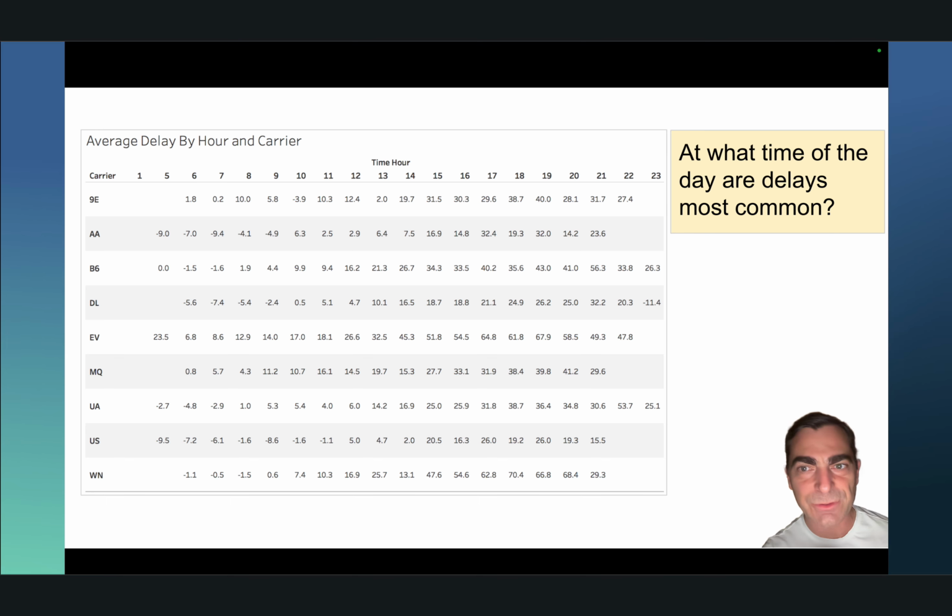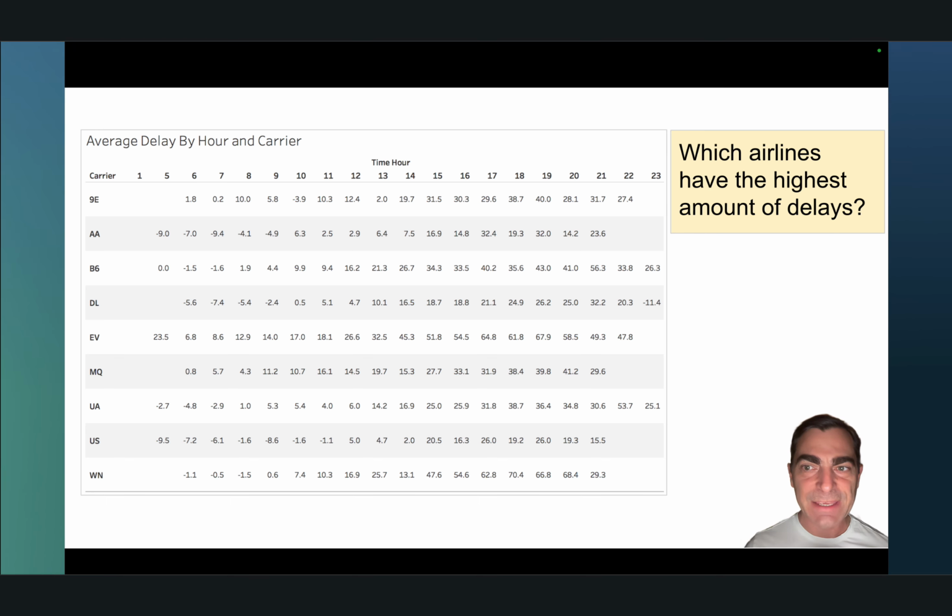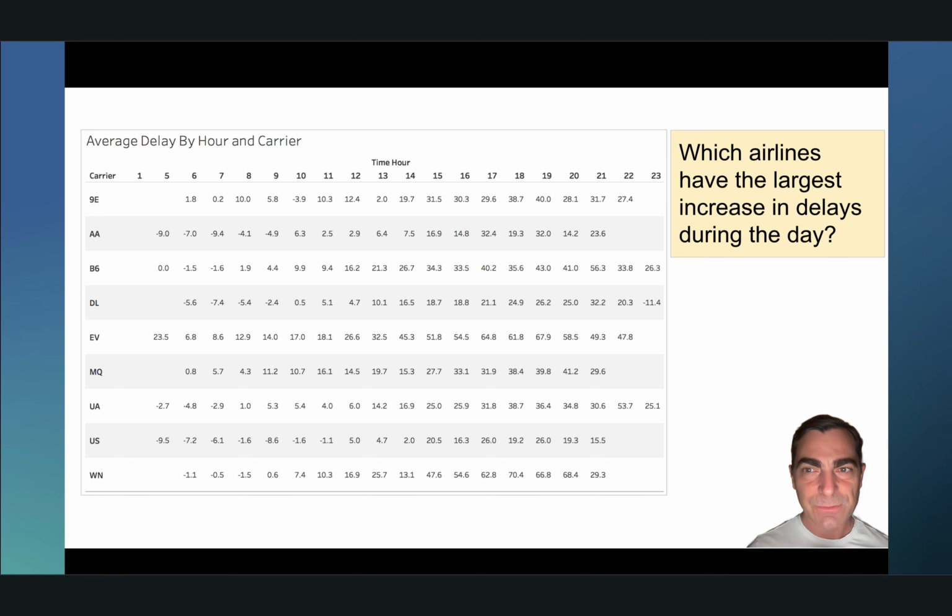Let's try the second question. Which airlines have the highest amount of delays? Now I'm kind of scanning row by row, trying to see some numbers, but I'm not really sure. I can't tell. And next question. Which airlines have the largest increase in delays during the day? Now I have to look at increase. So now it's not only that I have to focus on each row at a time, but also on how steep the increase is at any given time. That's really, really hard.